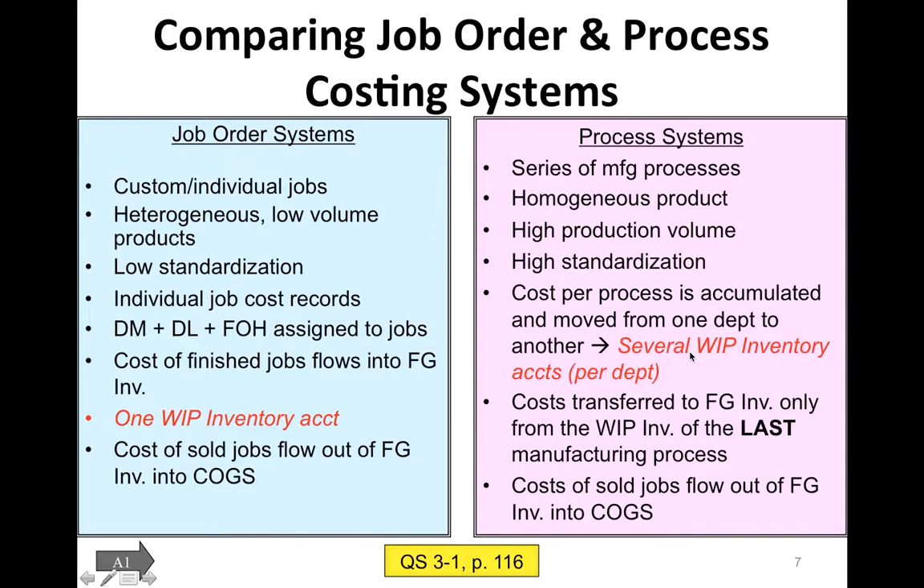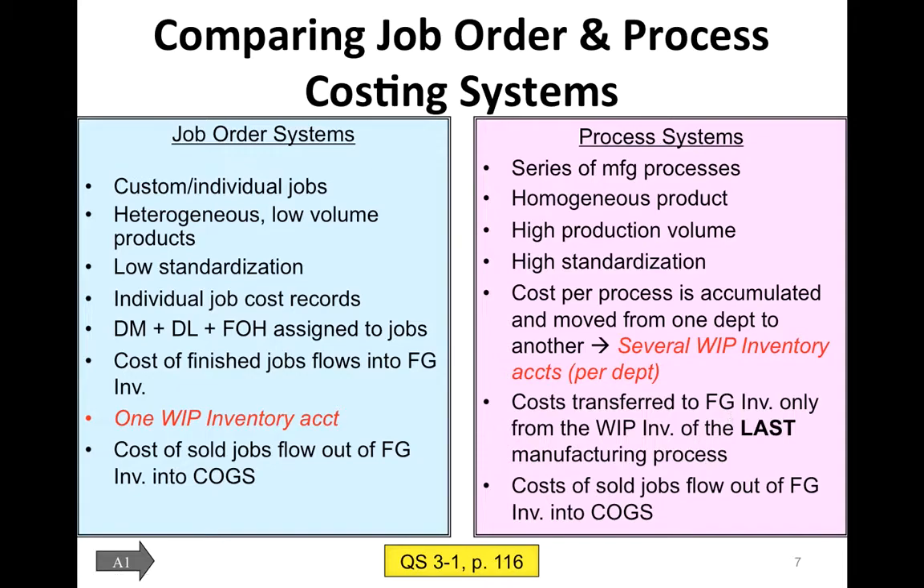So every department will have its own WIP inventory. So if we're making cookies, we would have, let's say, a mixing department, and then the baking department, and then the packaging department. So there will be three WIP inventory accounts: WIP inventory for mixing, separate one WIP for baking, and WIP for packaging, and we will be using direct materials, direct labor, and overhead in all of those departments. And costs will be transferred to the finished goods inventory only from the WIP packaging department, right?